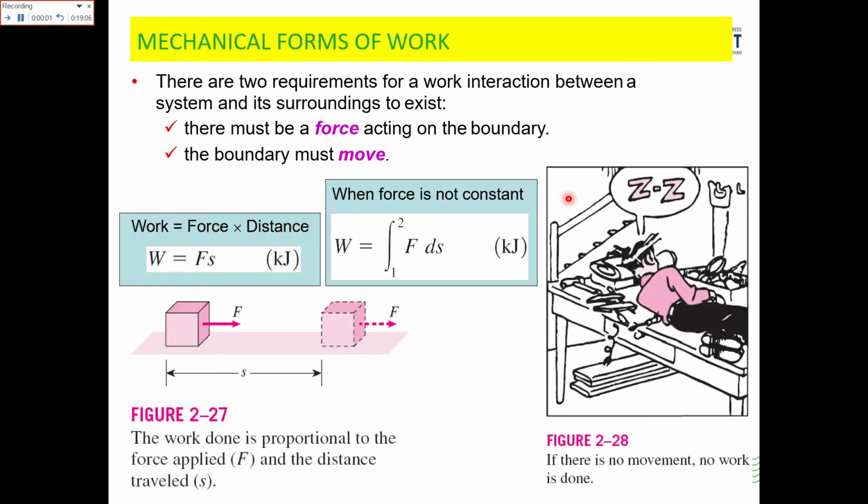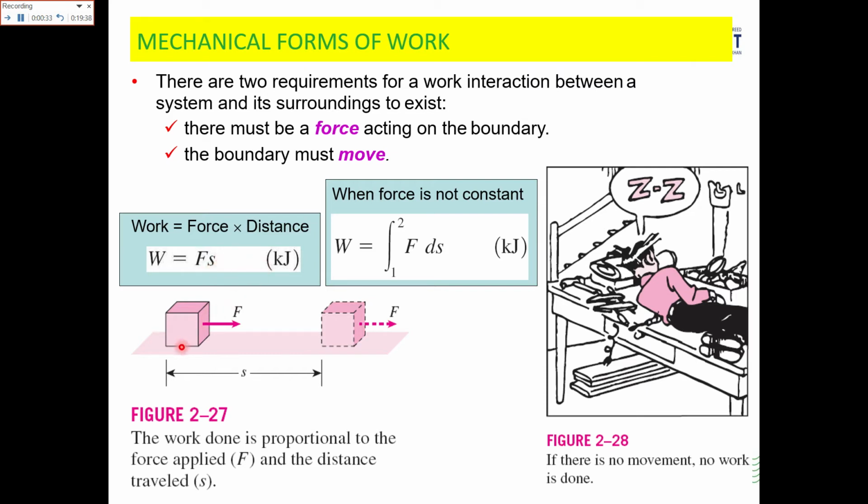Now the mechanical forms of work. There are two requirements for a work interaction between a system and its surroundings to exist. There must be a force acting on a boundary, and the boundary must move. So for some kind of work, there must be some force F present at the boundary, and that F moves the boundary through some distance.